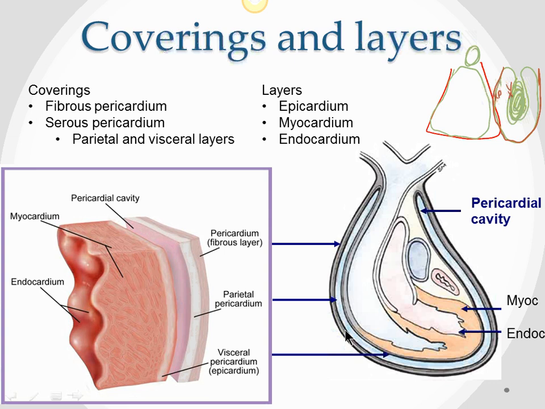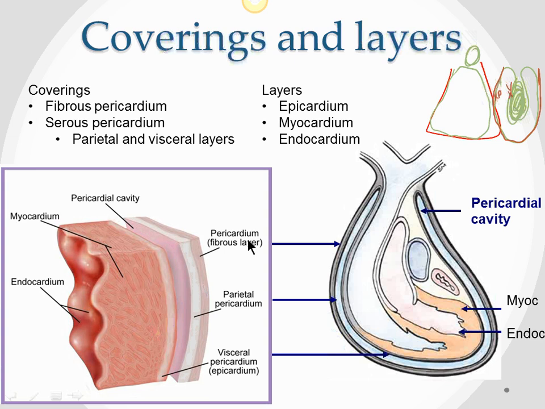Have you followed? Right? And these same layers, if you look at it in a section here, you can see the fibrous pericardium. This is the parietal layer of serous pericardium. This is the pericardial cavity. This is the visceral layer of serous pericardium. And then this is the heart muscle.